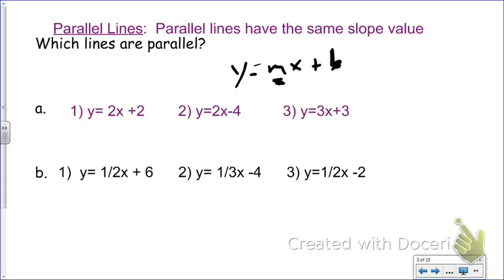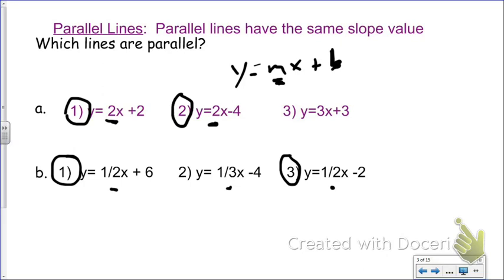The answer would be number 1 and number 2. The reason I can tell is that they both have a slope of 2, because the number in front of the x is a 2. For problem B, number 1 has a slope of 1/2, number 2 has a slope of 1/3, and number 3 has a slope of 1/2. So the ones that are parallel would be 1 and 3.